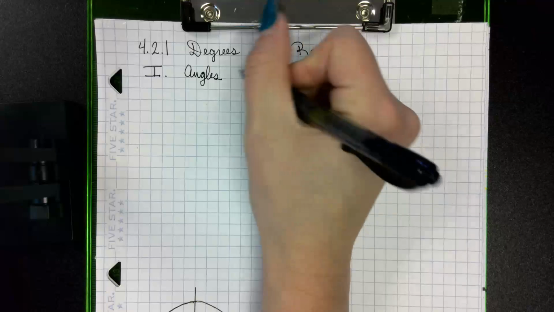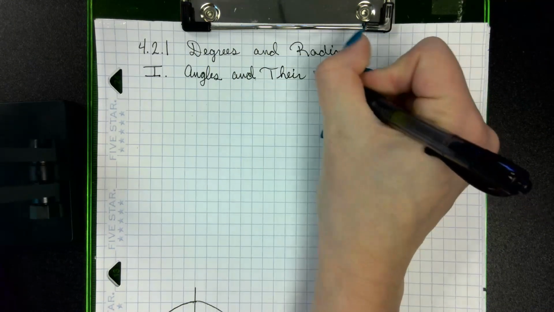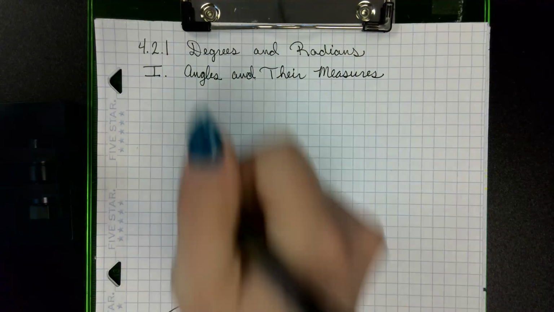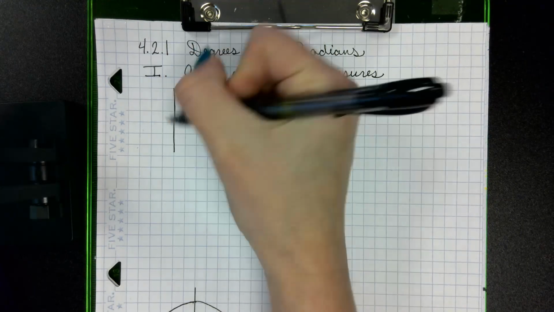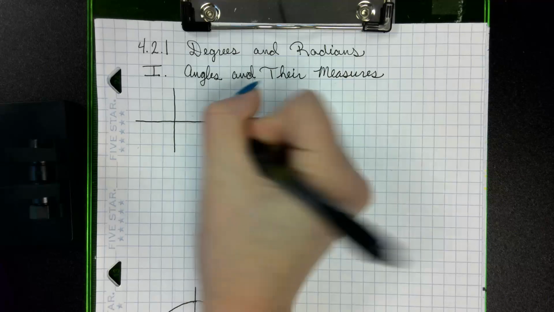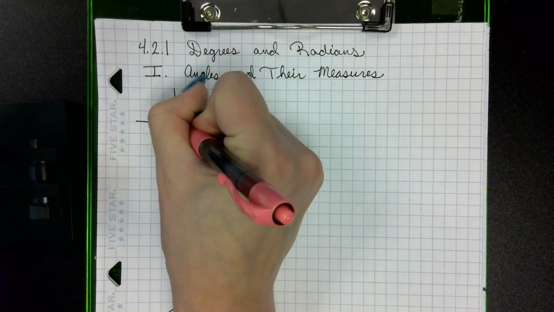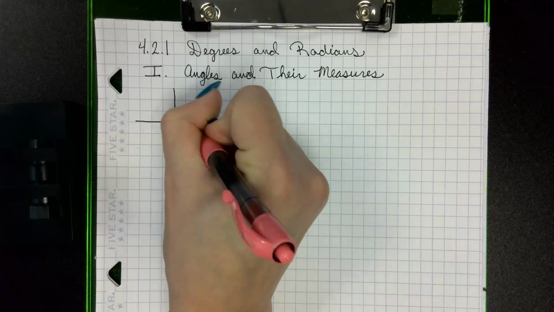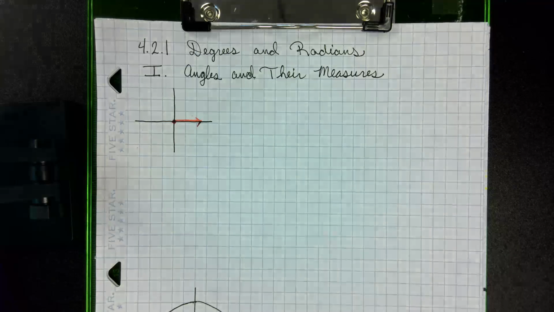Angles and their measures. Some basics about angles. So if I sketch an XY coordinate plane, just X and Y, right there, I can put an angle on this by plotting a point at the origin, and then I'm going to put the first part of the angle, or the initial side, here on the positive x-axis.